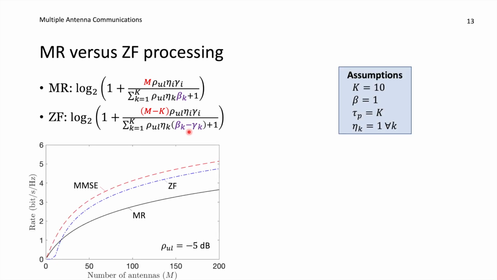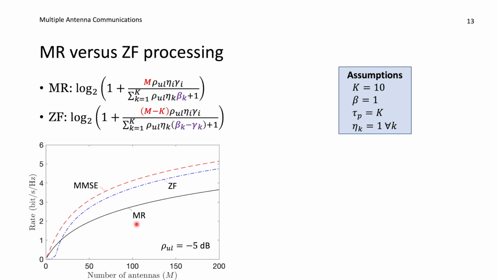If we compare these two methods in a simulation scenario with 10 users, beta is 1, we have pilots of length K, and we let all our users transmit with full power. If rho uplink is minus 5 decibels, we get this graph, where we vary the number of antennas at the base station and compute the rate that each user gets in bits per second per hertz. Note that all the users have equally good channels, so this is for an arbitrary user.